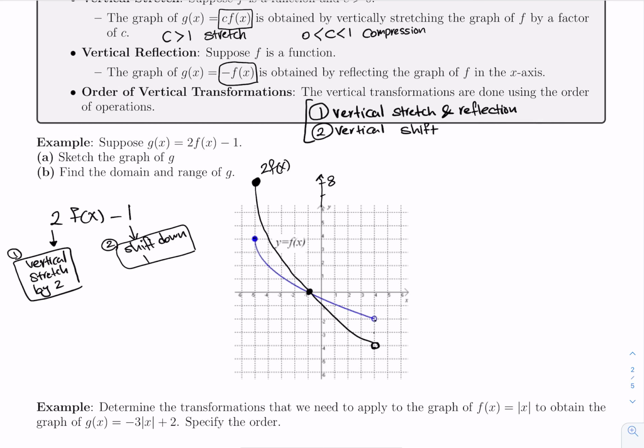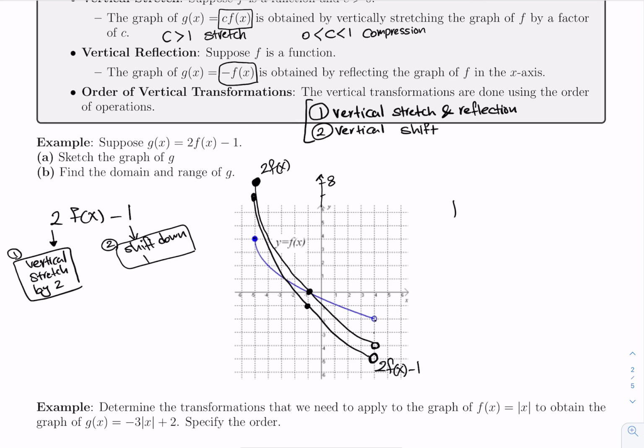Now I need to shift it down 1 unit. So shift down 1 unit, y coordinate 8 will go down to 7. Y coordinate 0 will go down to negative 1. Y coordinate negative 4 will go down to negative 5. Everything shifted down 1 unit. And now we can see the graph of 2 times f of x minus 1.